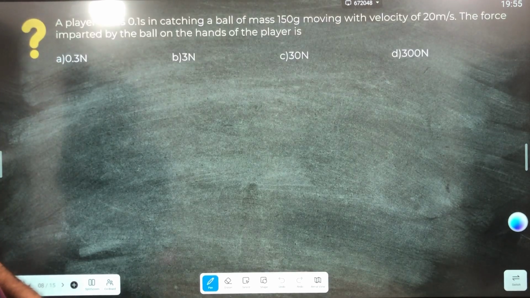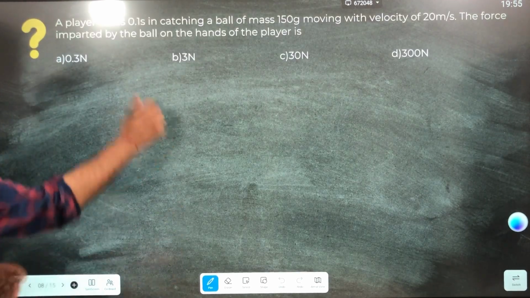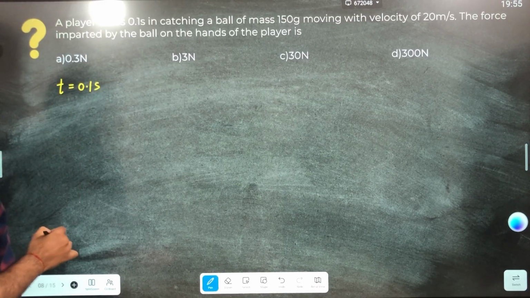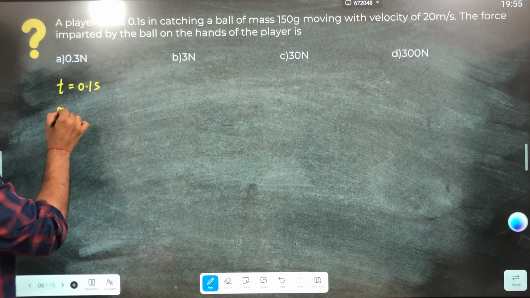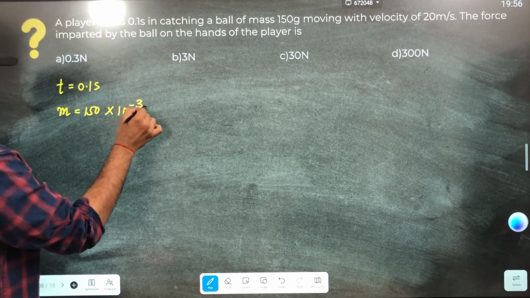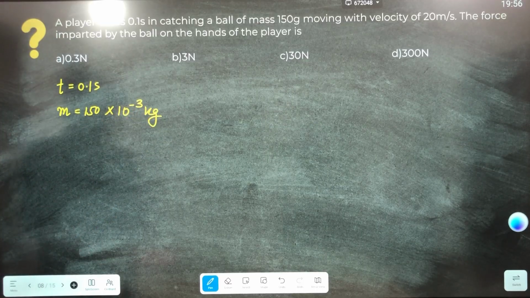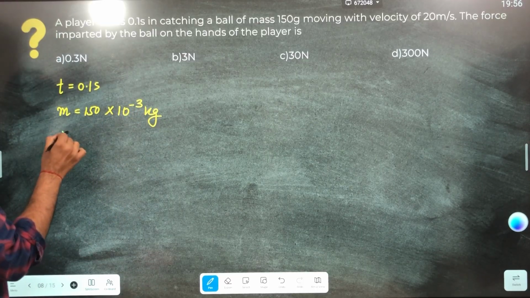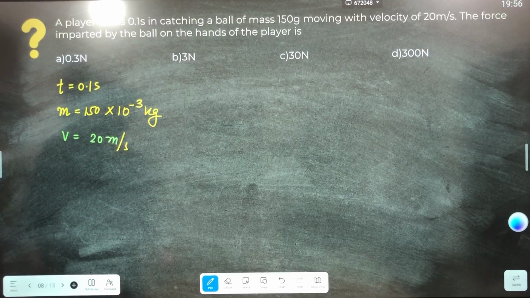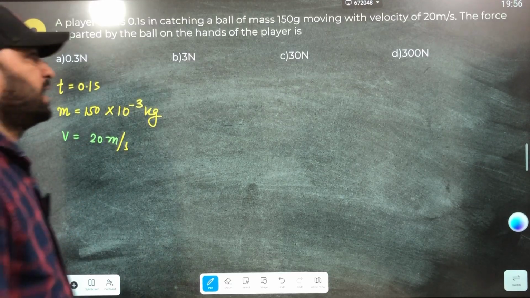Great. Let's see the next one. The next one says a player takes 0.1 second. So time here is 0.1 second, in catching a ball of mass 150 grams. Let's convert here straight away into kgs, 10 to the power minus 3 kgs, moving with the velocity v here. How much? 20 meter per second. The force imparted by the ball on the hands of the player.